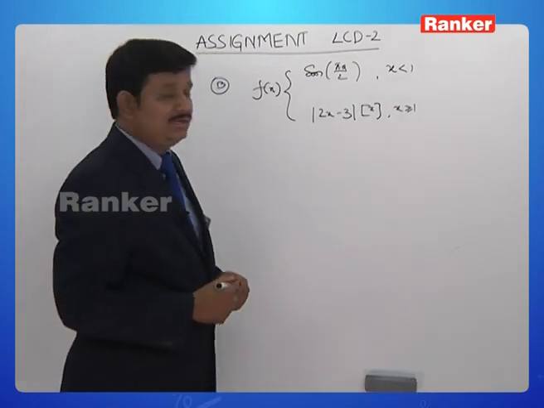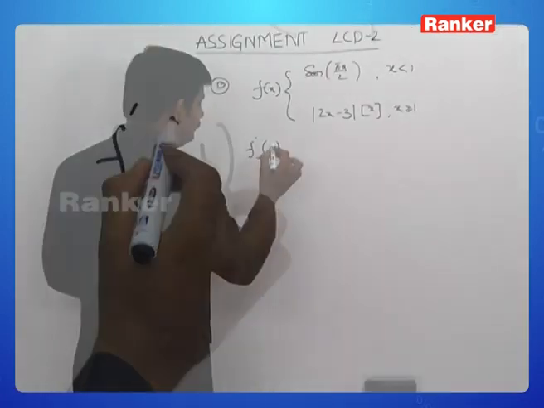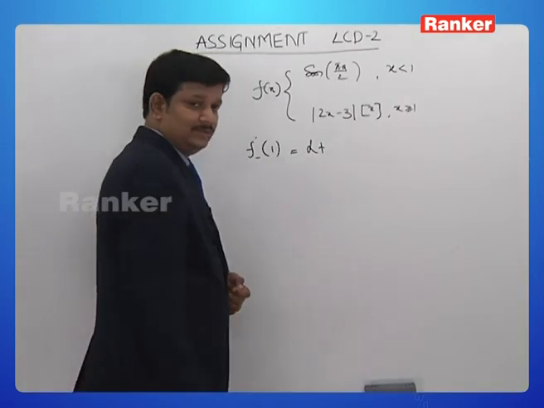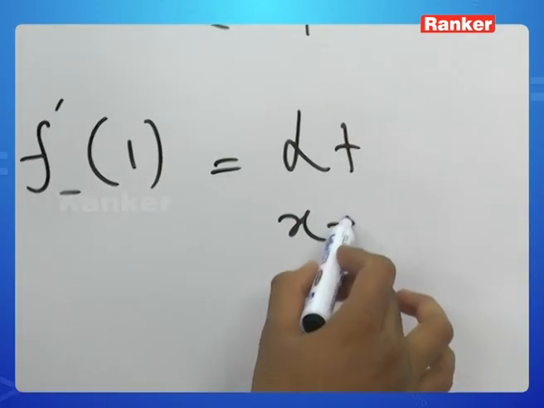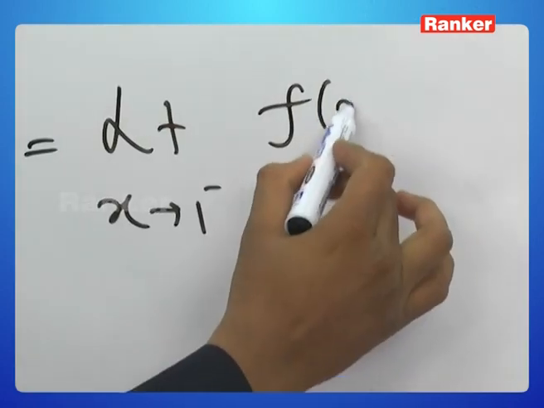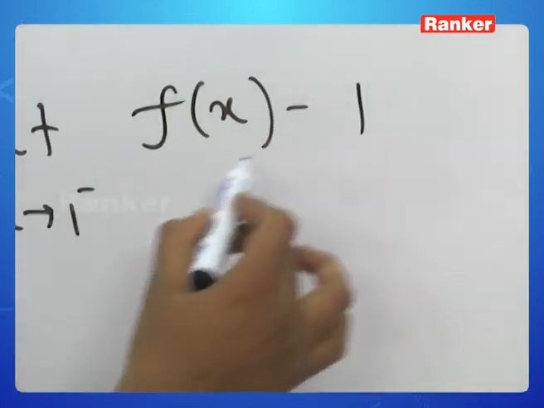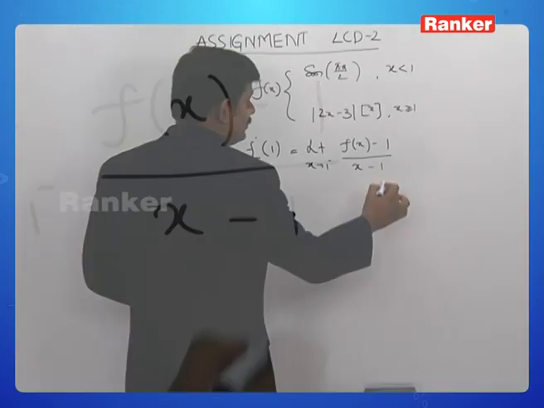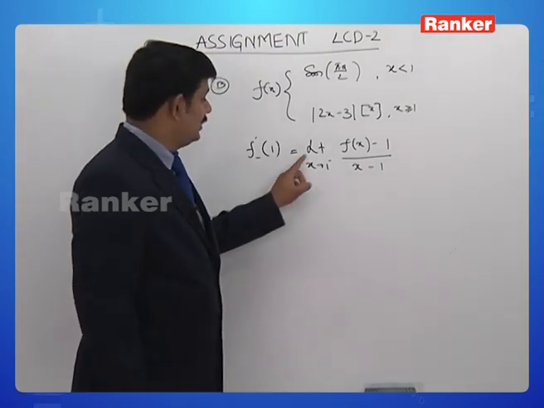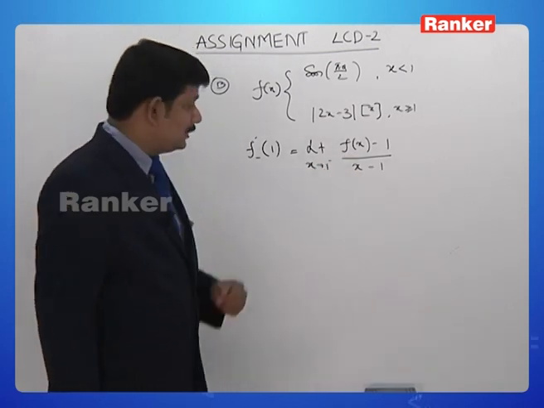For differentiability, we have to evaluate left hand derivative at 1, and left hand derivative at 1 is given by limit x tending to 1 minus f of x minus f of 1. F of 1 we have seen it is equal to 1, divided by x minus 1. So, left hand derivative f dash of 1 minus is given by limit x tending to 1 minus f of x minus 1 divided by x minus 1.